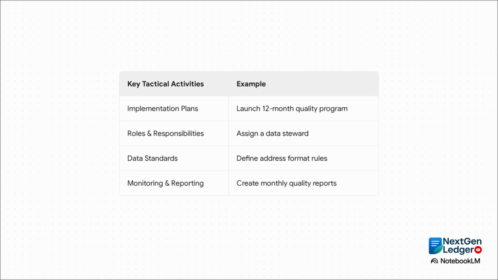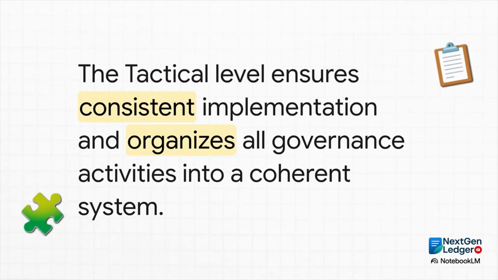And here's what that looks like in the real world. You might launch a 12-month program to improve your data quality. Or, crucially, you assign roles, like making someone the official data steward for all customer data. You also set clear standards, like a universal rule for how every address should be formatted. See? The vision is starting to take shape. And this level is absolutely crucial. It's what makes sure that the strategy is implemented the same way everywhere, bringing some much-needed order to all the chaos by organizing all those moving parts.